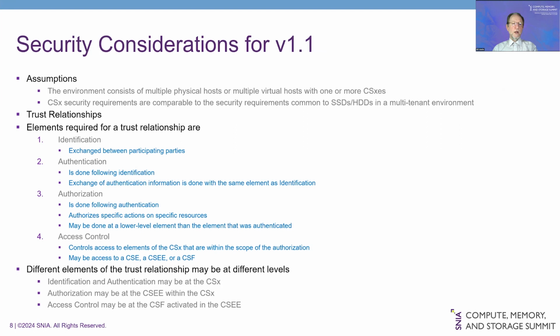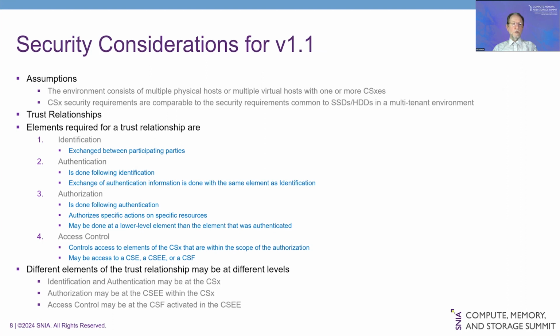So the assumptions have broadened for 1.1. So this assumption is an environment that consists of multiple physical hosts or multiple virtual hosts with one or more CSXs. The CSX security requirements are still comparable to the security requirements to the SSDs and HDDs in a multi-tenant environment. So we've moved up to the multi-tenant environment. What do we need? So we need trust relationships between the host, whether it's a virtual host or a physical host, and the device.